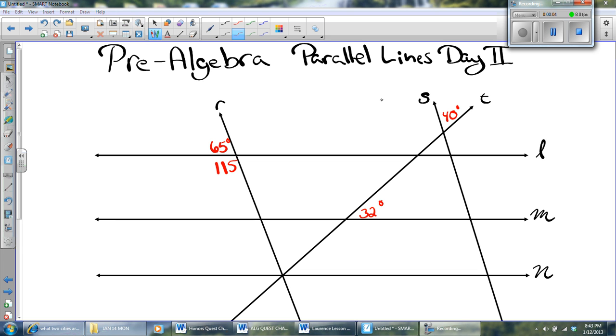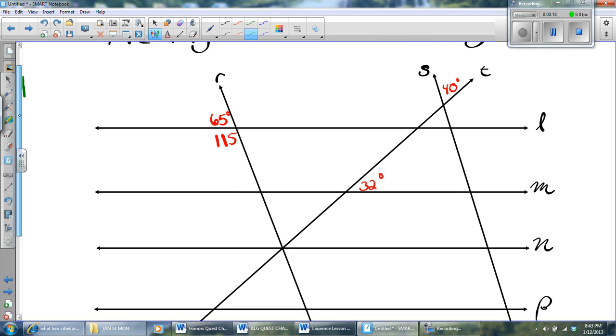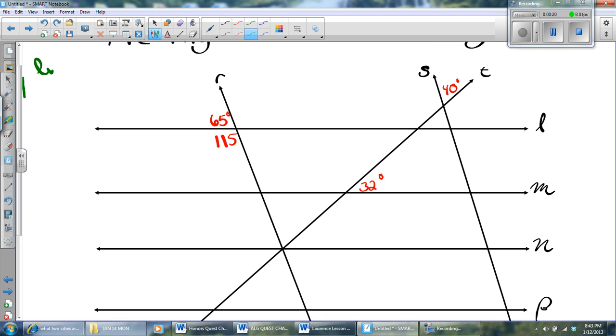We're dealing more with parallel lines, and I've got to tell you, I think this stuff is really cool. First of all, let's just get right down to it. We need to consider that you need to know these facts. In this problem, lines L, M, N, and P are parallel. Okay? If we don't know that, we can't do any of this problem. Now that we know that, this is some pretty cool stuff.